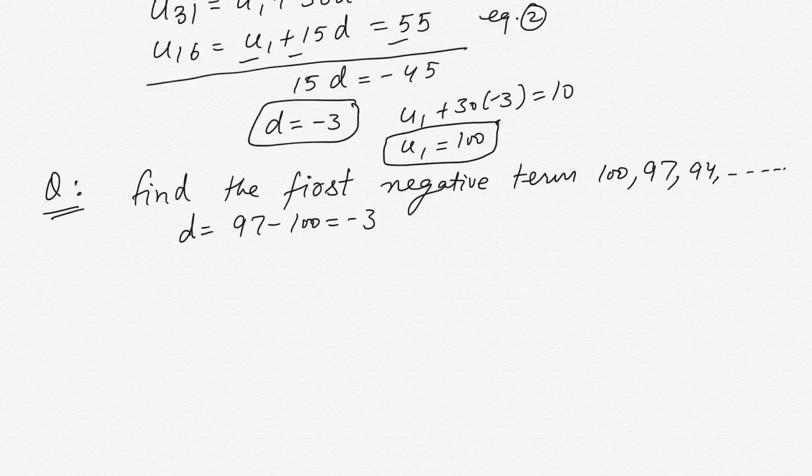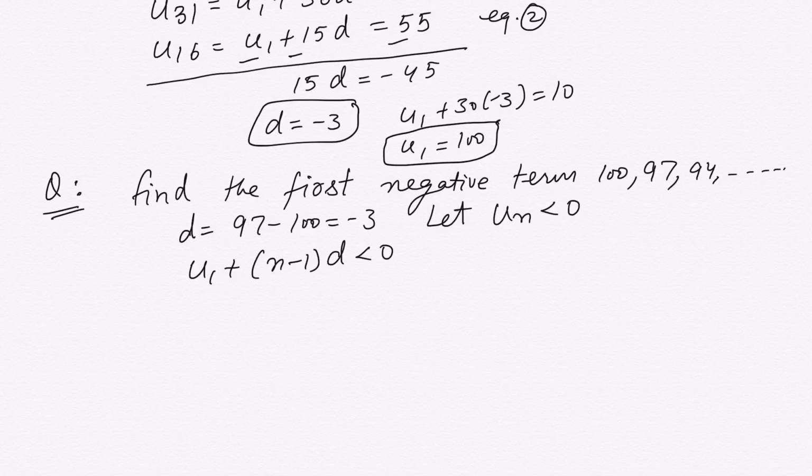A time will come when the terms will start becoming negative. So basically he is asking us to find the first negative term, right? First of all, we need to see at what position that negative term will occur. So basically we need to find n. How to start this question? I'll say, okay, let the nth term be the first negative term, right? And then you have to replace un by its value, which is calculated from the formula.